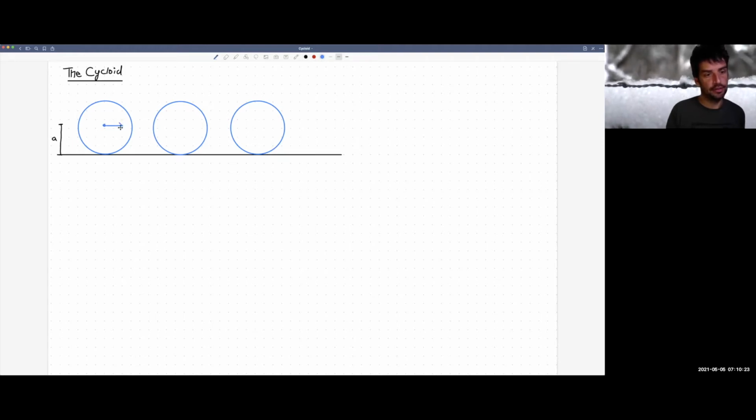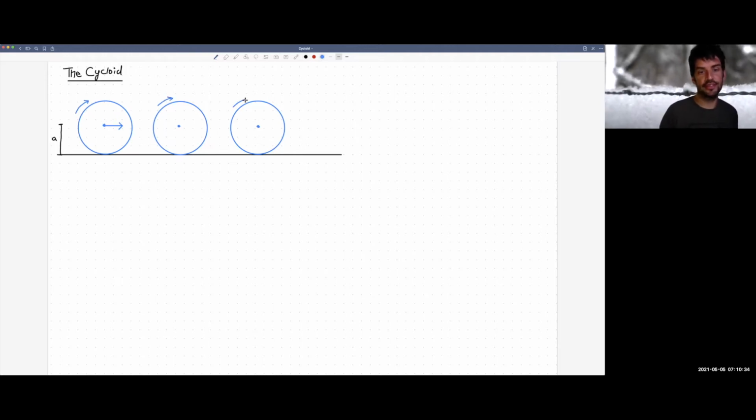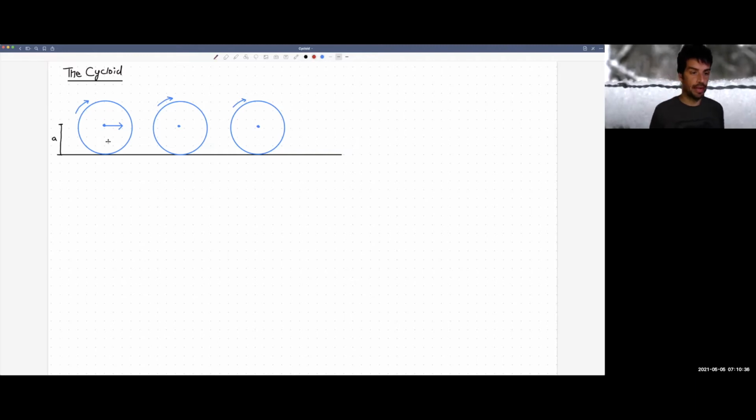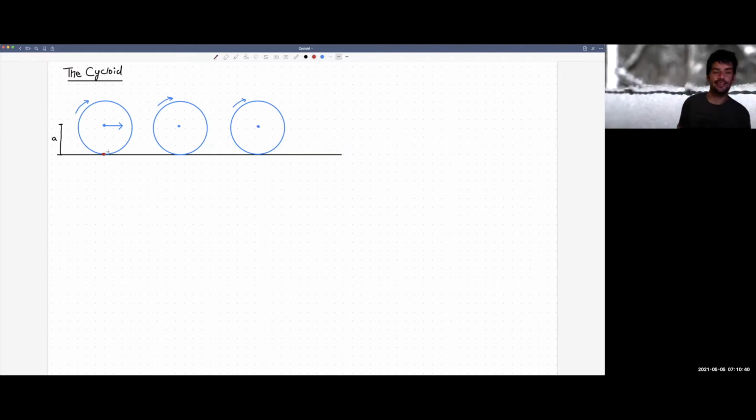All right, so there's the center a little while later. You've got to imagine this thing rolling, right? It's going to be rolling in this direction. I've drawn it at 3 different moments in time. And what we want to imagine is a point that starts, maybe we draw a little red dot on the side of this wheel, and we want to imagine what's going to happen as this wheel rolls forward.